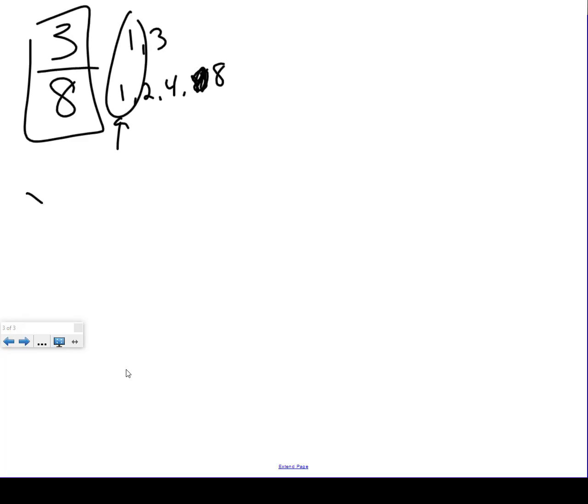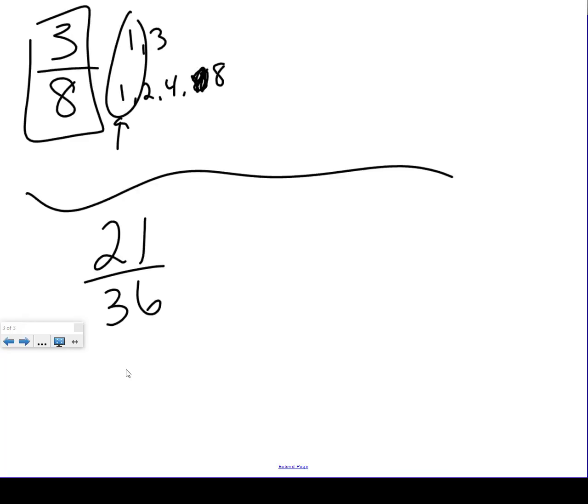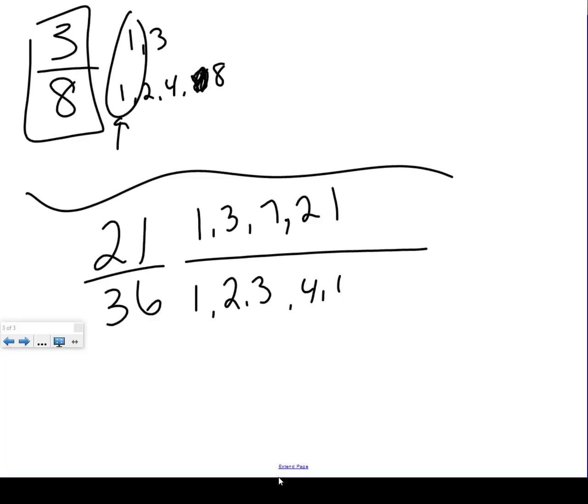Good. So let's try another one. 21 over 36. Remember I need to find the factors. The factors of 21 are 1, 3, 7, and 21. The factors of 36: 1, 2, 3, 4, 6, 9, 12, and 18.